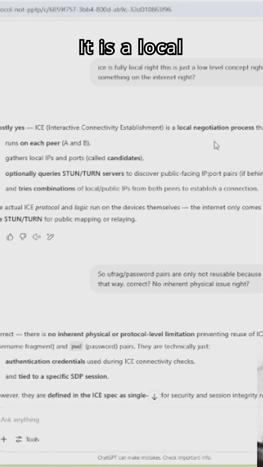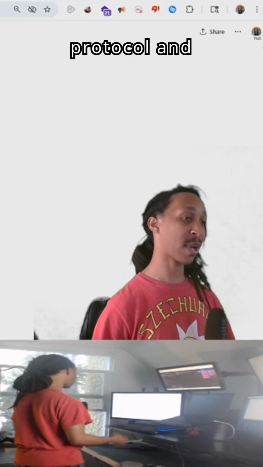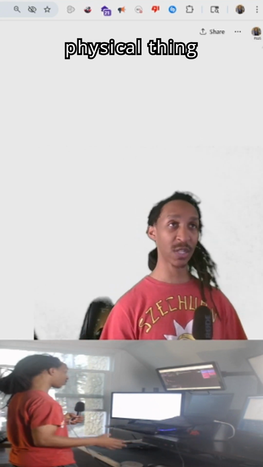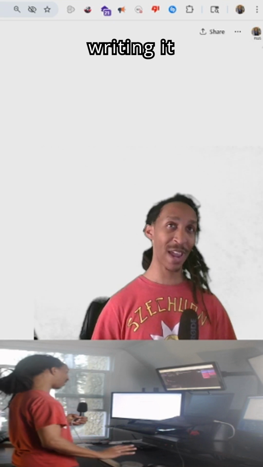It is a local negotiation process that runs on each peer, A and B. It gathers local IP and port information called candidates, optionally queries STUN servers to discover public-facing IPs and ports if behind network address translation, right? And tries combinations of public IPs from both peers to establish a connection. The actual ICE protocol and logic are on the devices themselves. There's no inherent physical thing stopping it, you're just writing it this way.